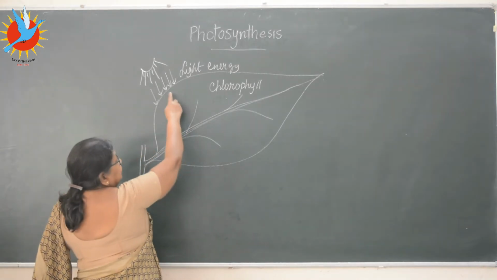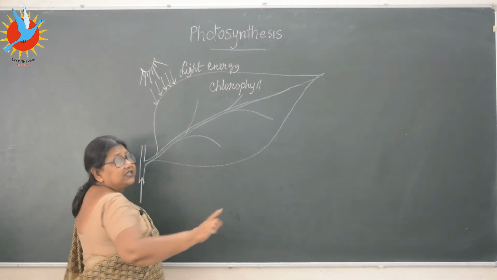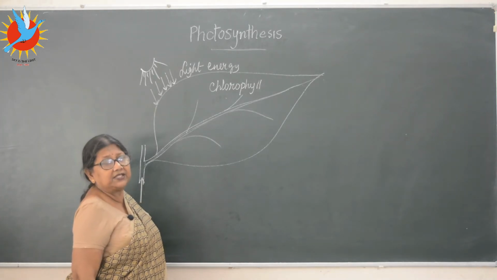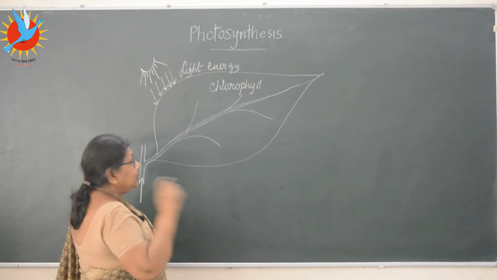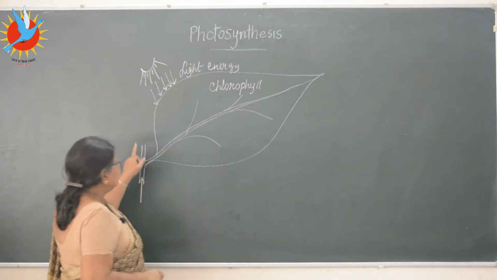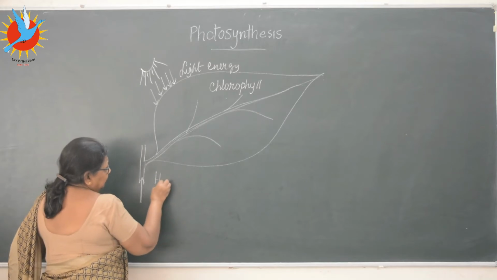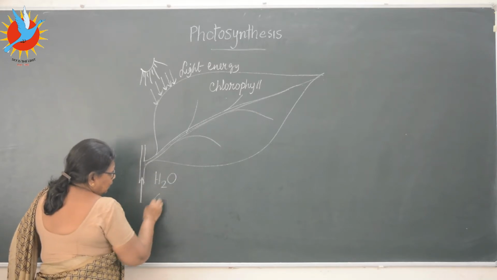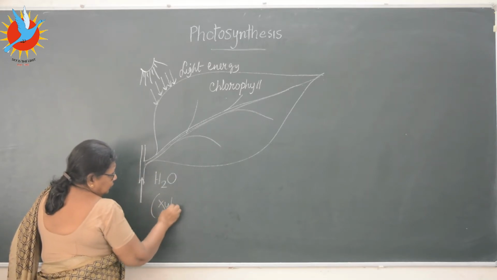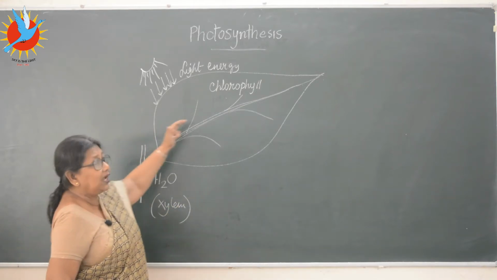Second step, we have seen that light energy is absorbed by chlorophyll and converted into chemical energy. Third, what happens with the energy? What are the raw materials? The raw materials for this photosynthesis: one is water, which is brought up by which tissue? Xylem. Xylem is bringing up water up to the leaves.